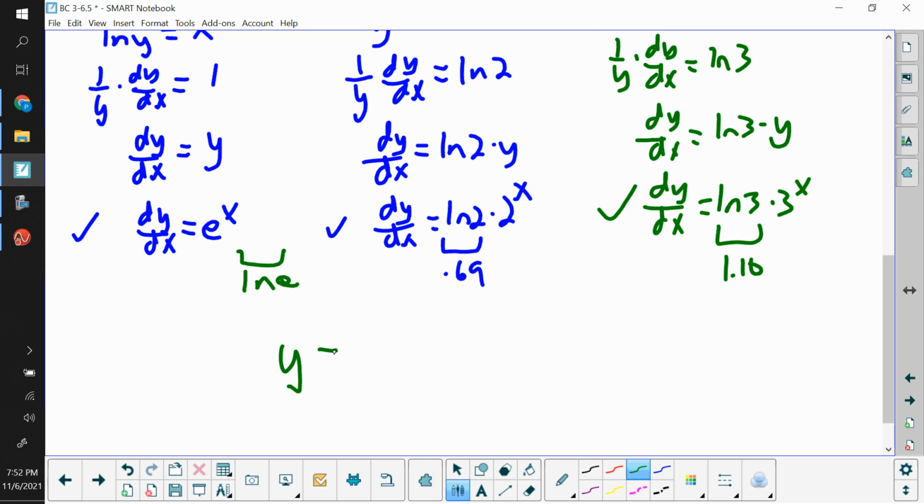So off to the side, or wherever you have room, you can put it above. Let's just write our general rule. If you have y equals a to the x, dy dx should equal, and take 20 seconds to see if you could write what the derivative should be. And hopefully you get natural log of a times a to the x. So that's what we'll always have when we have a base raised to x for an exponential function.